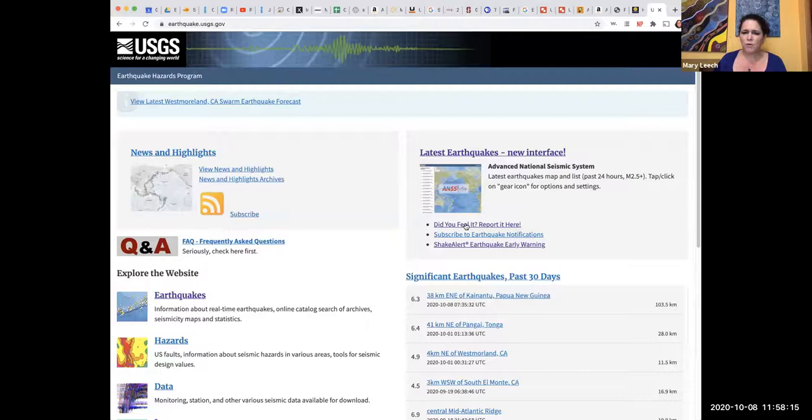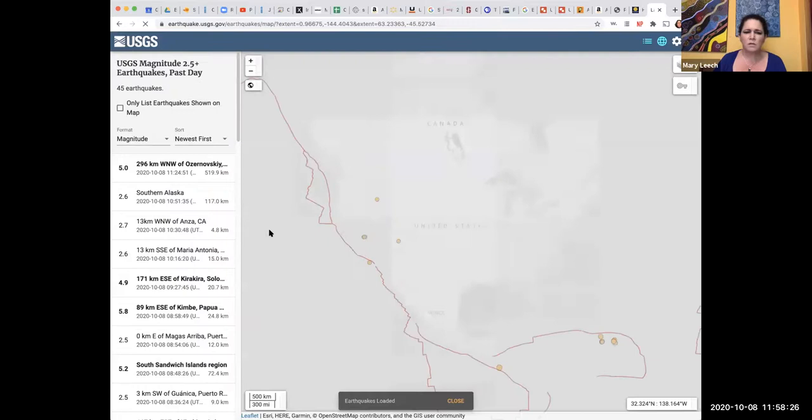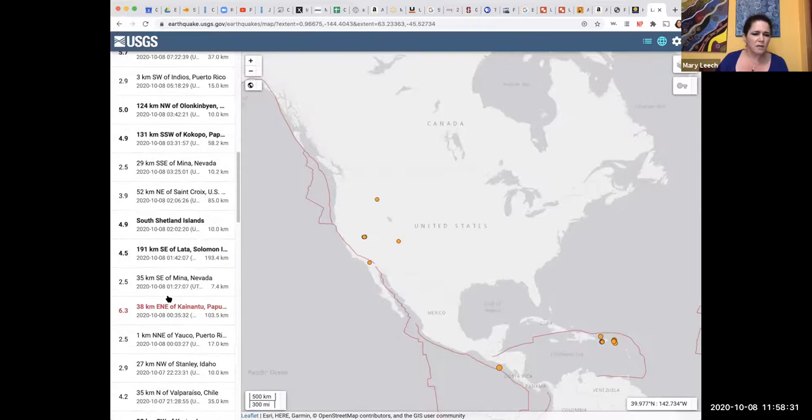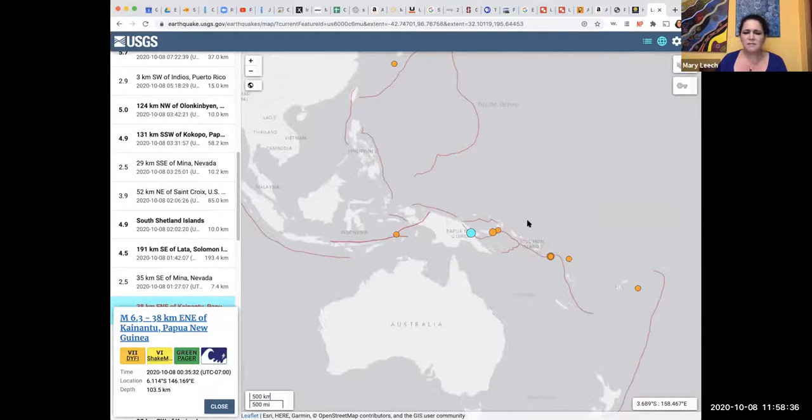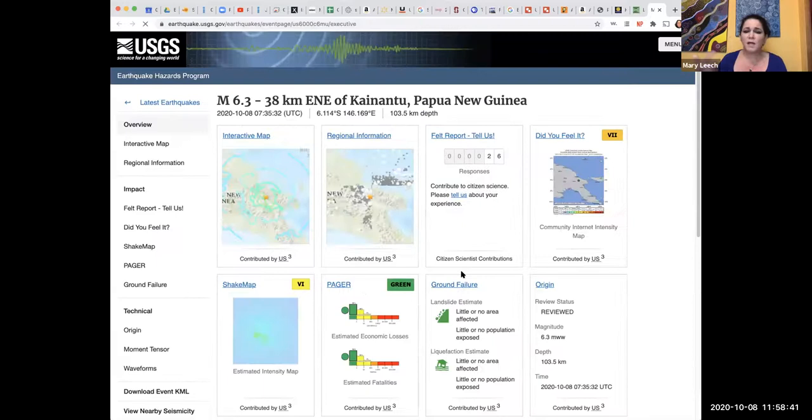It takes you through a bunch of questions, and you can also go look at the information for some of these earthquakes. So let's see if we can find a biggish earthquake that happened recently. Okay, here's one, Papua New Guinea. This is a subduction zone earthquake, probably. Let's go check it out and see what kind of data it has.